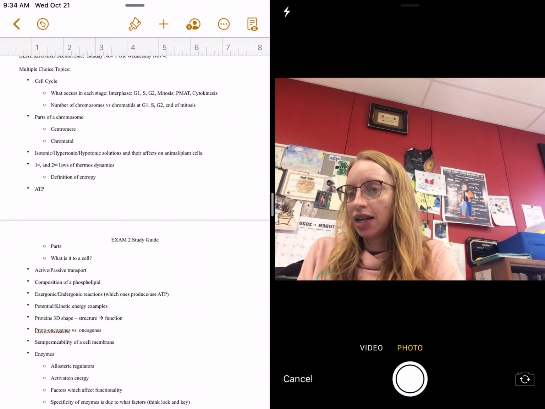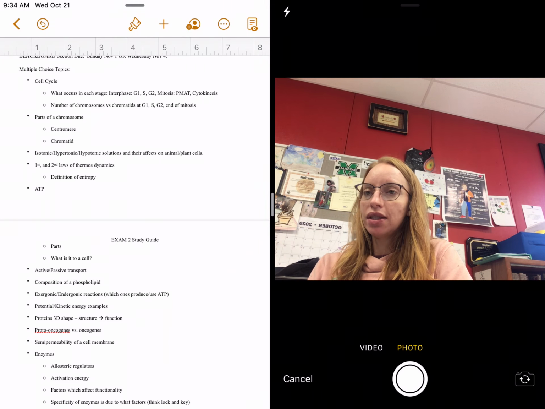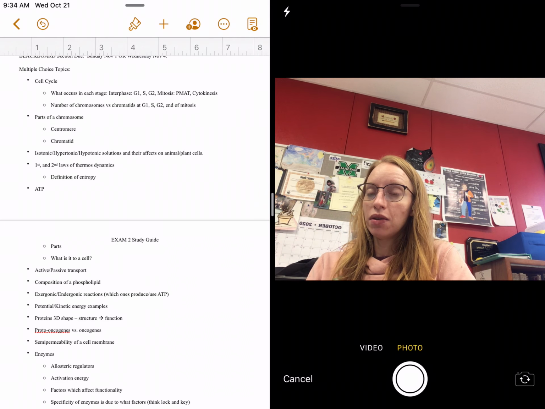You prepare to do your synthesis in G1, you synthesize in S, and then you grow some more in G2. So the S phase of interphase is where you make your copies of your chromosomes. And then you go into mitosis, which is prophase, metaphase, anaphase, and telophase.